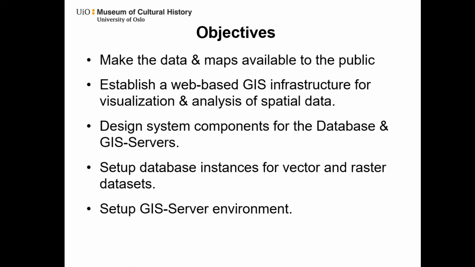So the objective is to make the data, the archaeological data, available on the web to the public and to the researchers. And that is for humanities data, not just archaeological, but other disciplines. We do that by establishing a WebGIS server infrastructure for visualization, analysis, and searching of spatial data. At first, we have to install database infrastructure, both for the vector and raster datasets. Then, on top of that, we have to install a GIS server that can serve the WMS, feature services, and so on.